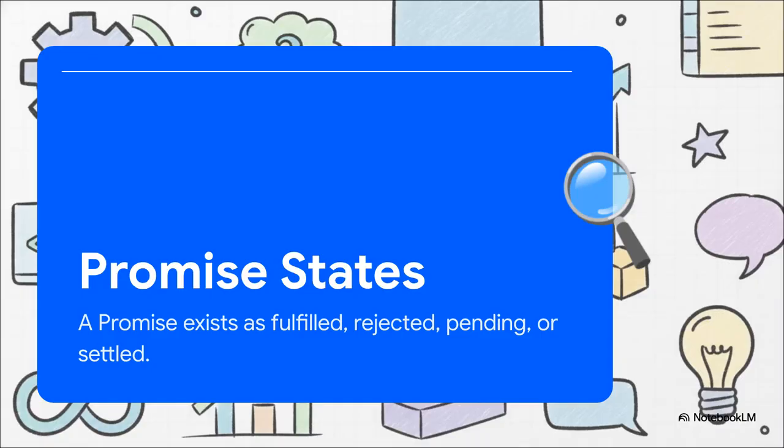Now, when you're discussing promises, precision is key. You need to be prepared to explain that a promise represents the eventual completion, or failure, of an asynchronous operation, and it always exists in one of 4 specific states. It's pending while waiting, fulfilled on success, rejected on a failure, and settled when it's finally done, regardless of what the final outcome actually was.